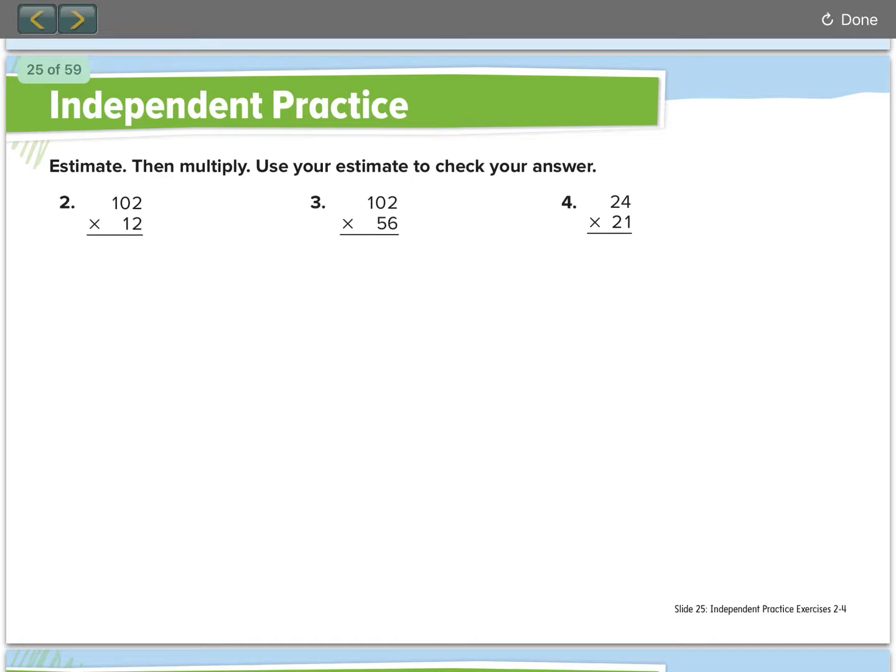Estimate, then multiply. Use your estimate to check your answers. If you're having trouble, look back at your examples or at the video I provided.